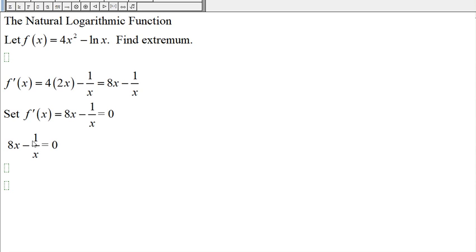And then whenever we have a fraction like this, what we want to do is go ahead and get a common denominator. So let's multiply the term 8x by x over x. And this will give us 8x squared over x, and then minus 1 over x. And now we have 8x squared minus 1 over x.